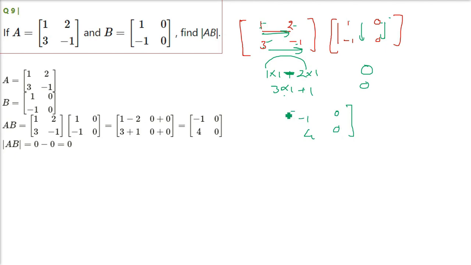Now when we have a whole row or a column as 0, the determinant will be 0. You don't have to do anything, this is just a property. If any of the row or the column is 0, the determinant is 0. So minus 1 into 0 minus 4 into 0. So this is 0, this is 0, you're going to get the answer as 0.